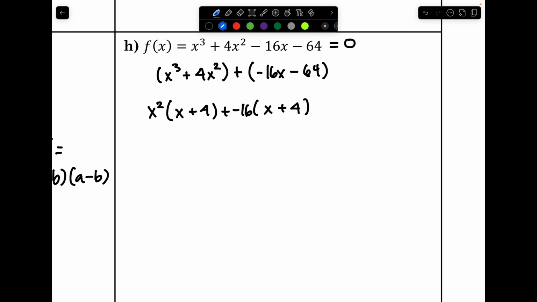We're now going to factor out the x plus 4 from both of those terms. So I'm going to take that out of this big parentheses right here. Again, we have to assume that all of this is grouped together. So we're going to factor this out, and we're going to be left with x squared plus negative 16, or just simply minus 16.